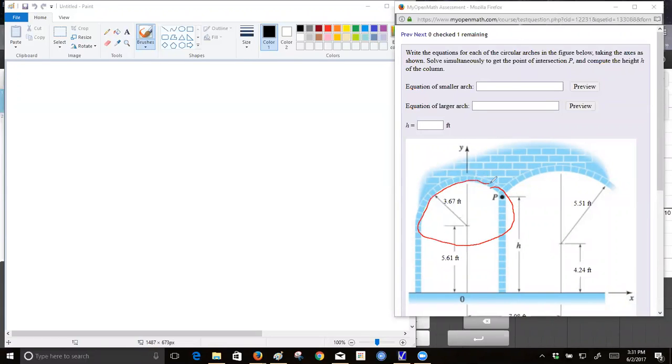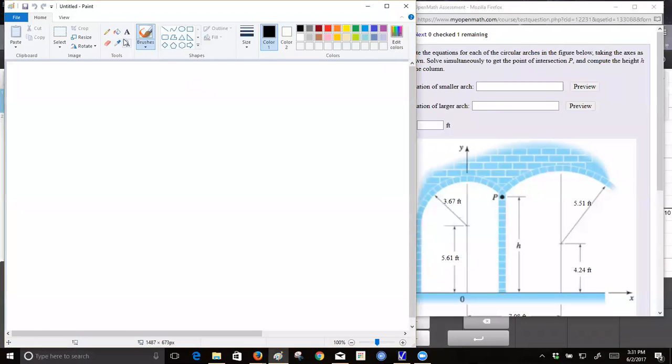Not much of a circle. We're going to find the equation of this circle, and where they intersect will be that point P. Now notice there's two intersection points, so we're going to ignore that lower one. Okay, so then how do I find the equations of the circle?